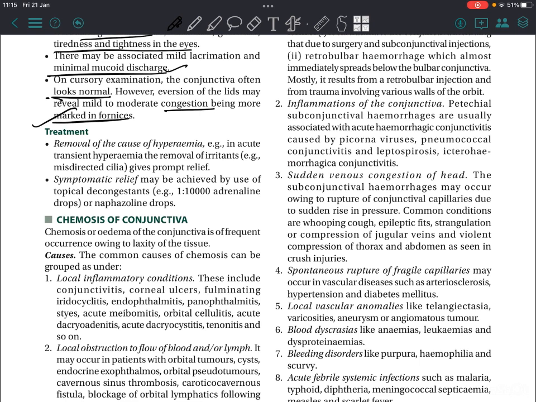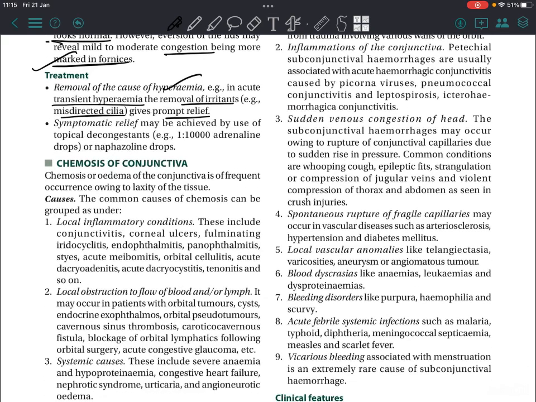Treatment. Removal of the cause of hyperemia. For example, in acute transient hyperemia, the removal of irritants. For example, removal of misdirected cilia gives prompt relief. Symptomatic relief may be achieved by use of topical decongestants, 1:10,000 adrenaline drops or naphazoline drops.